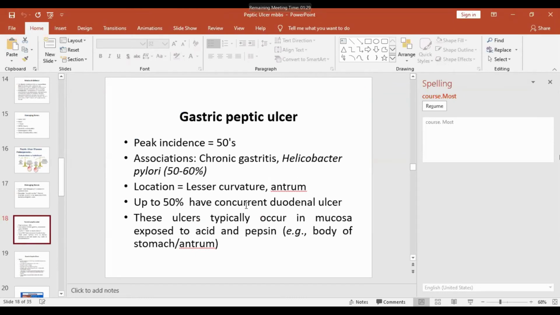Up to 50% have a concomitant duodenal ulcer, side by side. 50% of cases of gastric ulcer also have a duodenal ulcer. Now these ulcers occur in mucosa exposed to acid and pepsin, as I have already told you.